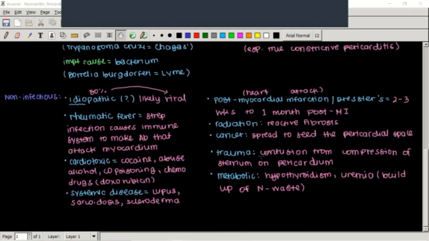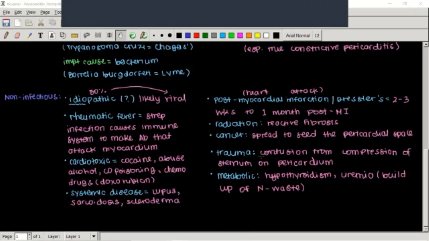Also, we have cardiotoxic causes, like cocaine, abuse, alcohol. Like you can drink alcohol, but if you drink too much in too little time, it can be bad. Also, carbon monoxide poisoning, like from the car or something like that. Chemo drugs like doxorubicin, if you keep on doing chemotherapy, it can lead to that. But these drugs aren't in use anymore because it was found out.